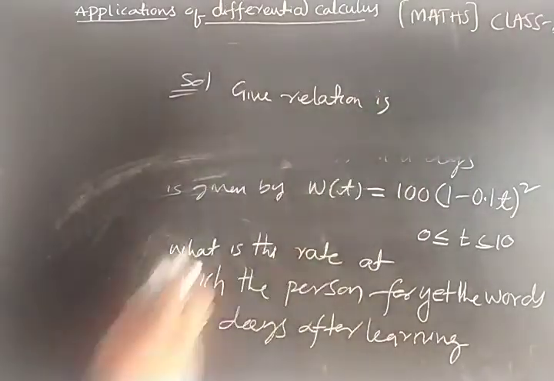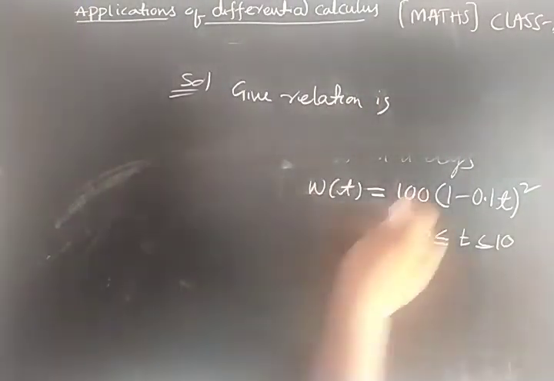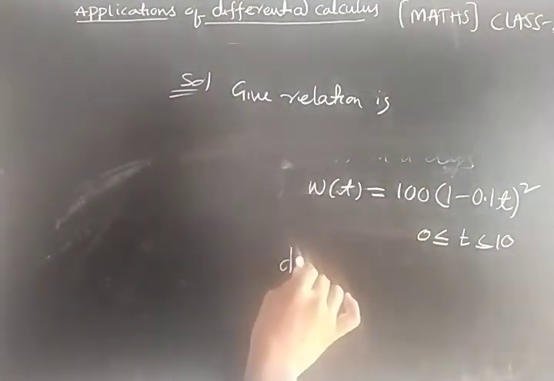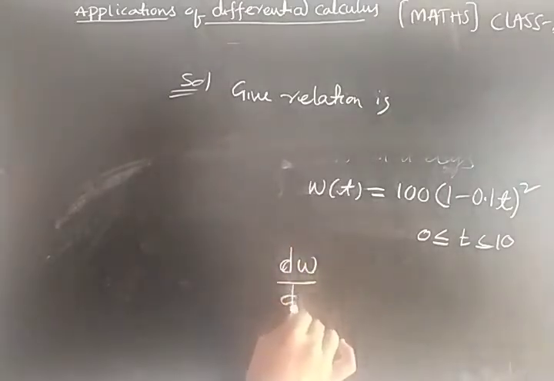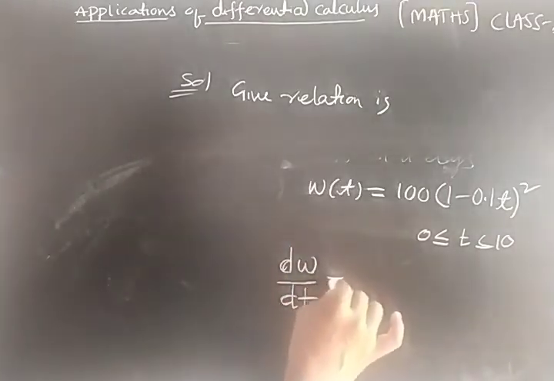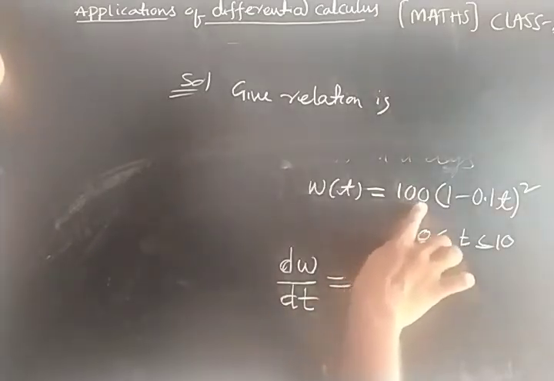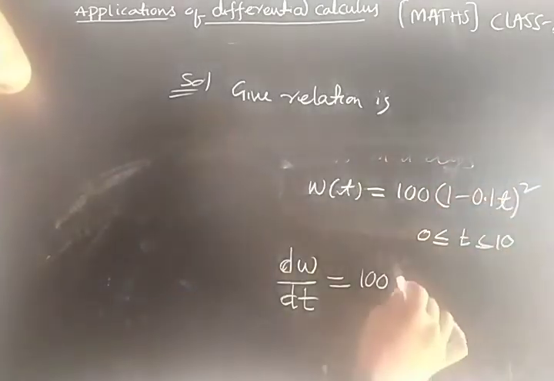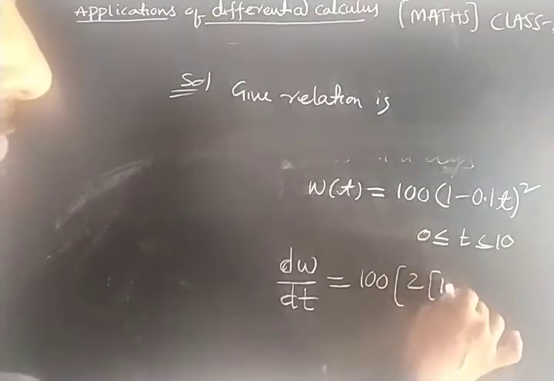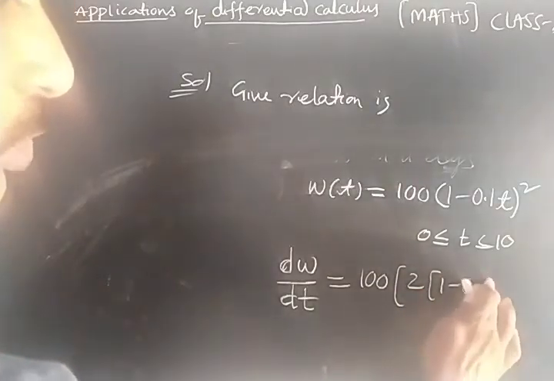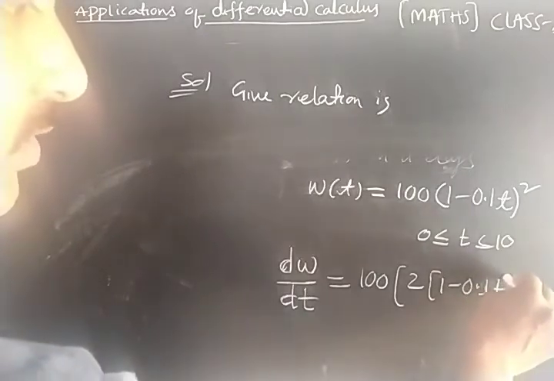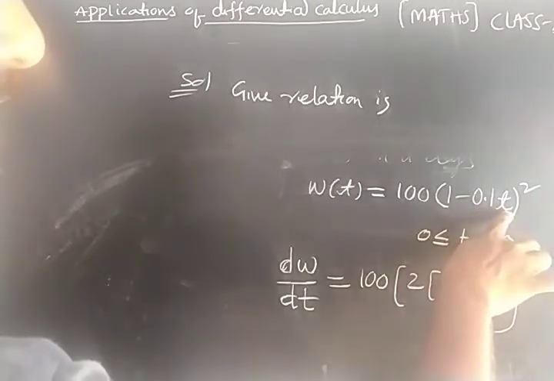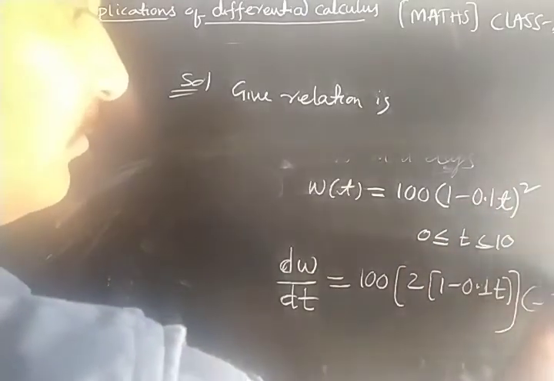The given relation is W(T) = 100(1 - 0.1T)^2. Now I am finding the rate of change in the remembered words with respect to time, dW by dt. So dW by dt: differentiate. The 100 is a constant, leave it as it is, and differentiate the whole square. So you will get 2(1 - 0.1T) into 0.1T derivative. This is the whole square derivative.